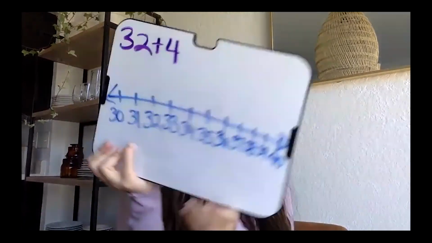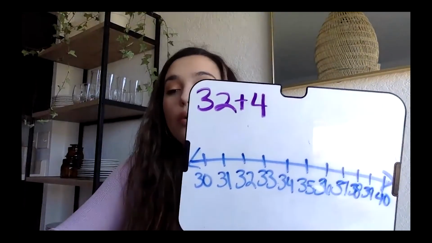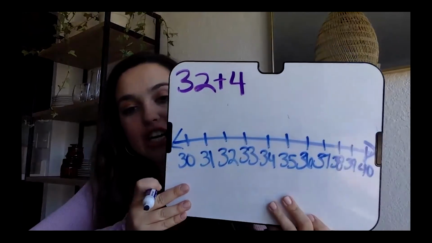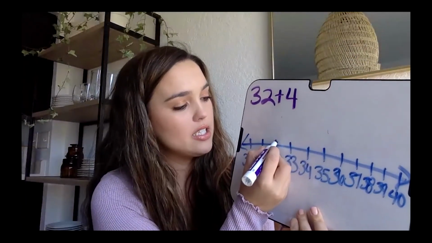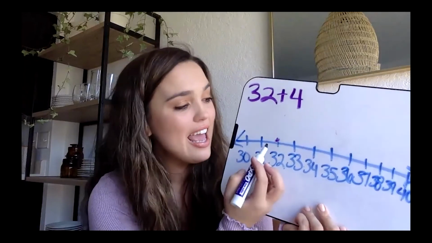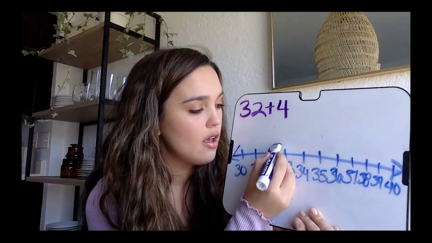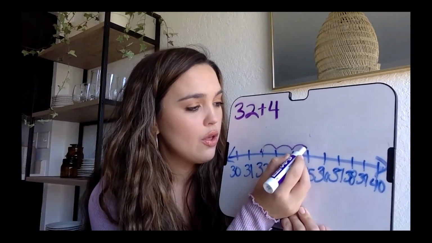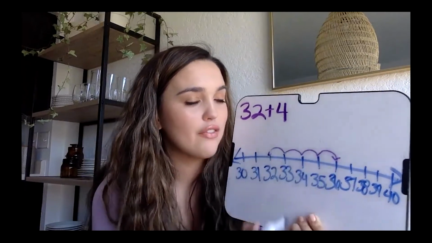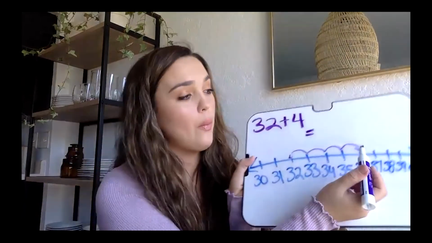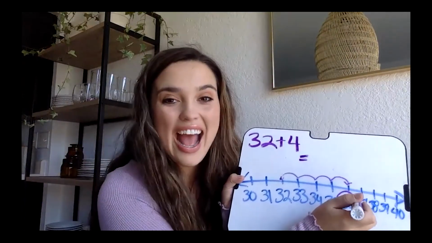So I have my number sentence up here, and we are going to start by finding the first number in our number sentence. Let's see, 32. All right, I'm going to put my dot over 32. Amazing. And we are going to jump 4 spaces to find our answer. Ready? 1, 2, 3, and 4. Perfect. Awesome, awesome. So 32 plus 4 equals, what is this number? 36. Amazing job.